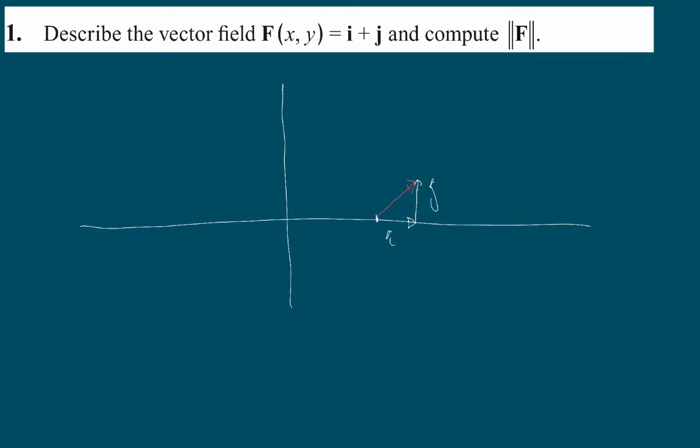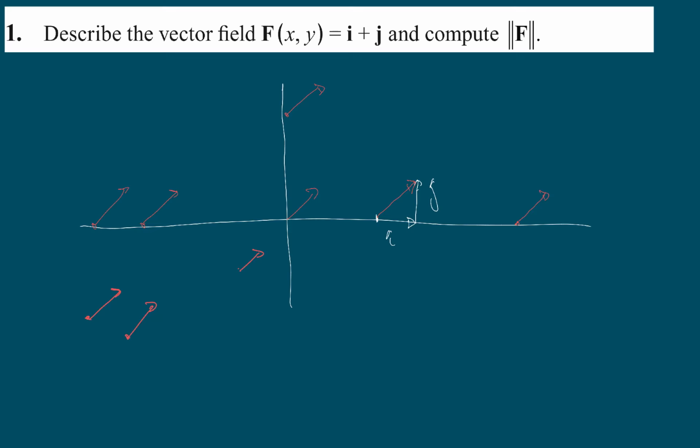And what is the vector field here? Same, i plus j. And here? Same, i plus j. And here? Same. So this is a vector field that could be something like wind flowing all over space with the same direction.